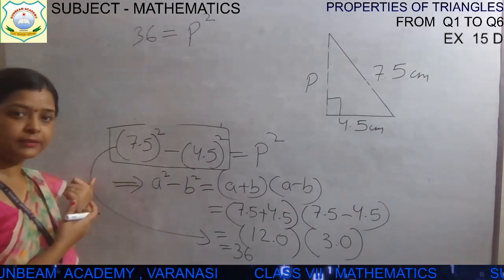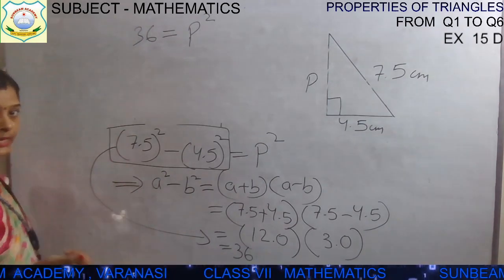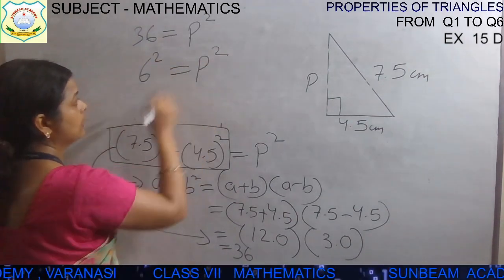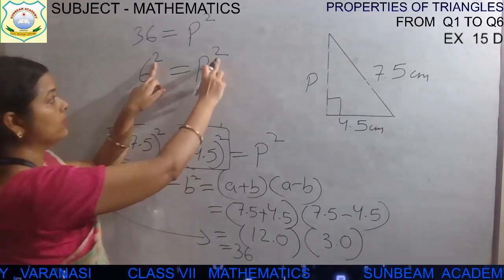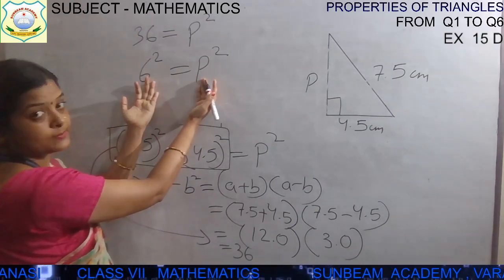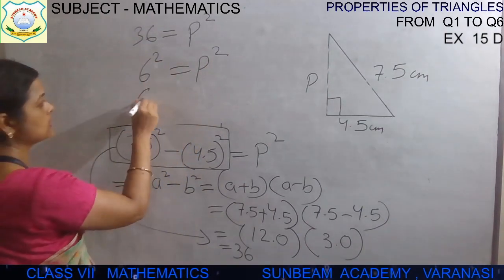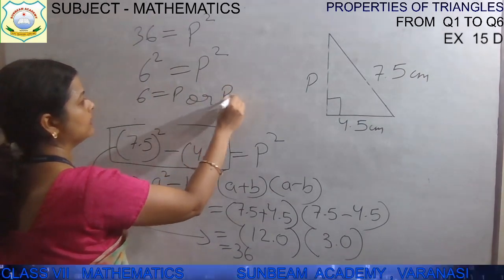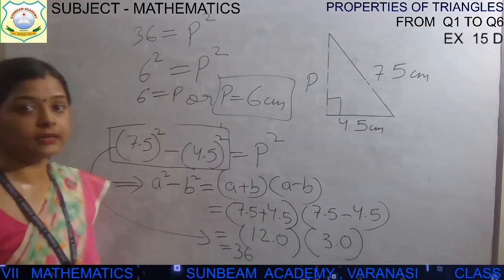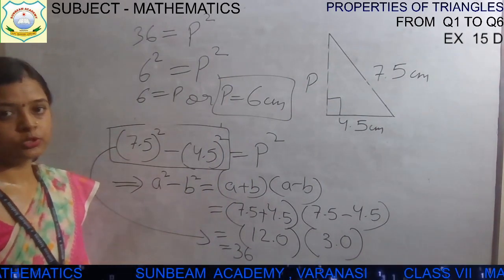Now 36 is whose square? Either you do prime factorization or learn it by heart, that will be easier for you and give you a quick answer. 36 is the square of 6, that is equal to p square. Now both are equal, power is equal, so base should also be equal. If there is an equality sign, it means LHS and RHS are equal, and our power is the same, 2 and 2, so the base should also be the same. So 6 is equal to p, or p is equal to 6 centimeter. Hence the other side of this right angle triangle is 6 centimeter. In this way we will solve this.